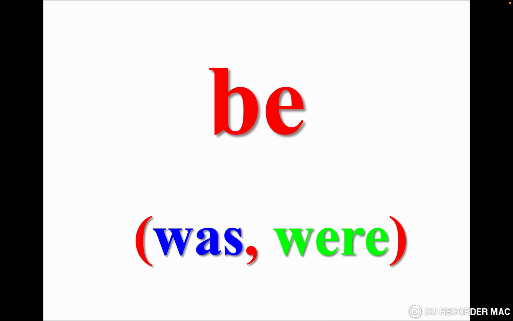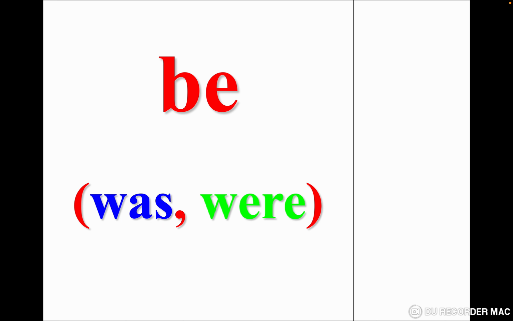Students pronounce it incorrectly. It's not "wa," it's "wo." Whether you say it weak or strong, it's the same, but not "wa." So I was, he was, she was, it was. And we have were with you, we, they: you were, we were, they were. So I'm going to repeat the verb to be with all the subject pronouns. I was, you were, he was, she was, it was, we were, you were, they were.